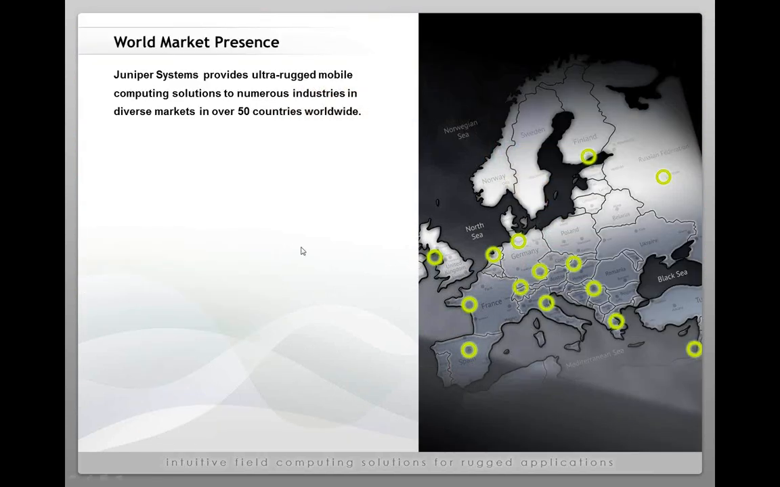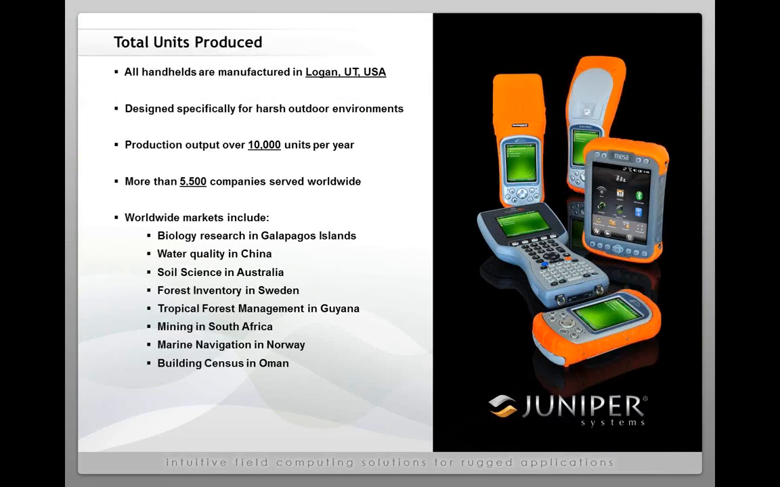We currently serve customers in over 50 countries around the world in various industries. One of the things that I think is very nice is that Juniper is one of the few handheld product makers that actually manufactures in the USA. Our products are made here in Logan, Utah. We design them, we manufacture them, market them, sell them, and support them from our office here.